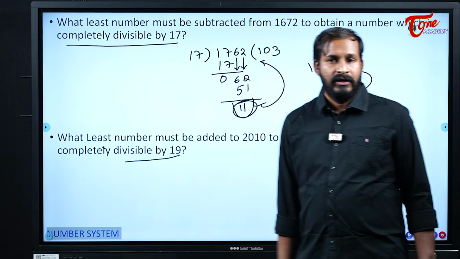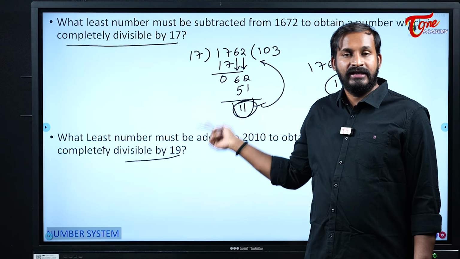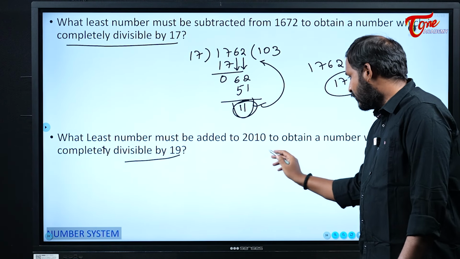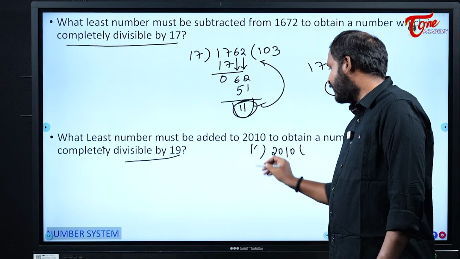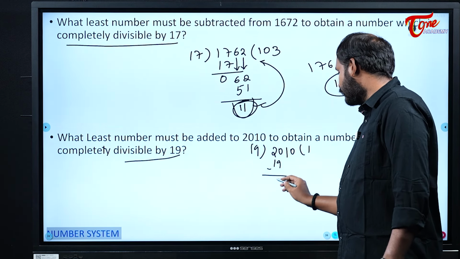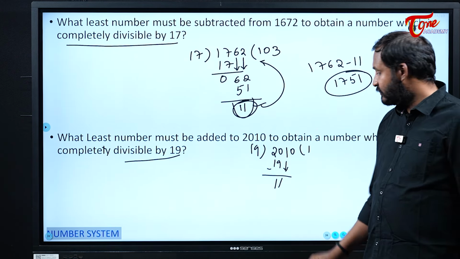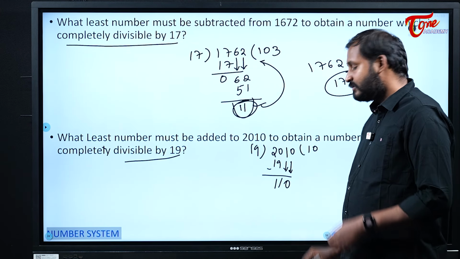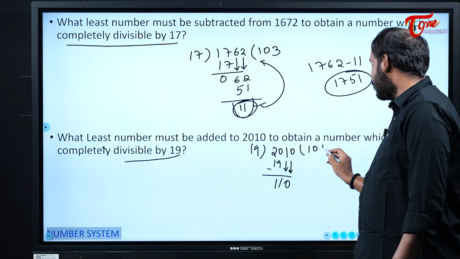19? Now in the previous question, we needed to subtract. But in this case, what do we need to do? We need to add. So what do we need to add? We will check it once. Now see here, 2010 should be divisible by 19. We all know 19 ones is 19. So you will write 1 as remainder. So 1 will come by default. But 11 is not divisible by 19, so I will take one more 0 here. So 110. So 19 fives are 95.